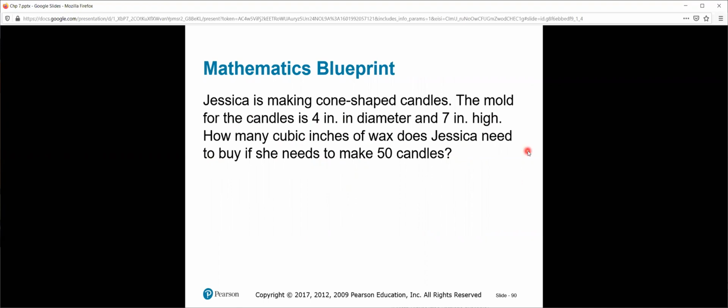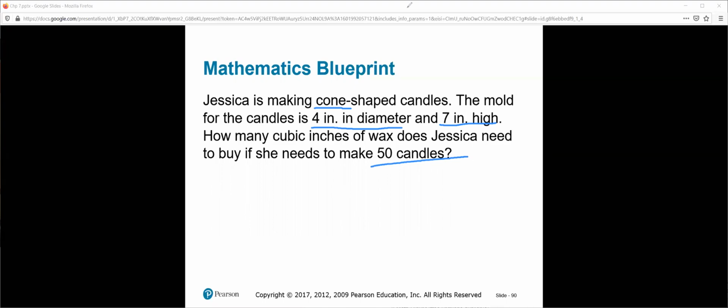Not much going on here, right? Well, not too much. Just pull out keywords here. 4-inch diameter, 7-inch high cone. Cool. Do I have an equation for cones? I do. If I know how much wax is needed to make 1 cone, can I figure out how much wax is needed to make 50 cones? Yes, I can.